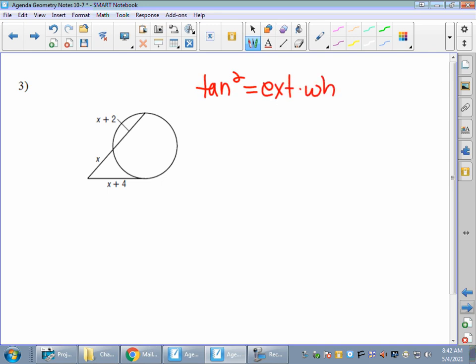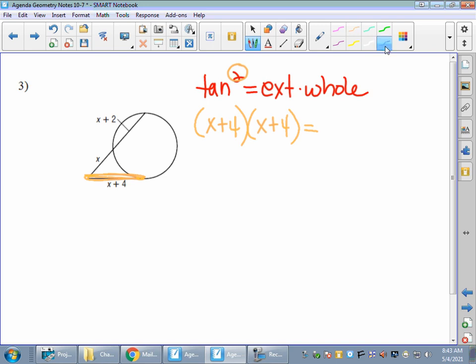So I'm going to start on this tangent part. Exterior times whole would be x plus 4 times x plus 4, or tangent squared. I'm going to actually write it out as two pieces. Remember that square just tells us to write it out twice, because that reminds us that we need to FOIL or use the distributive property.